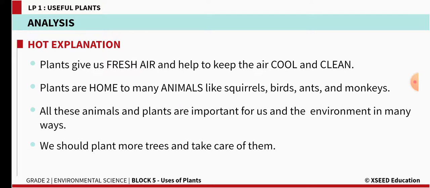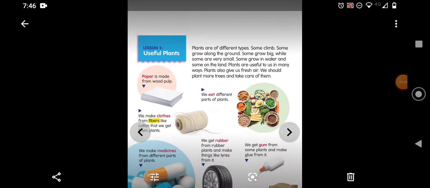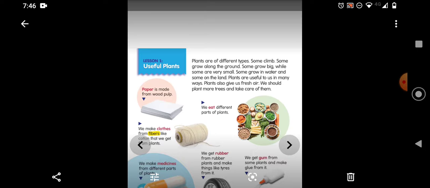Now, as usual, we will see what is given in our content book, children. Yes, let us take out the content book. See here, children, LP1, useful plants. Plants are of different types. Some climb, some grow along the ground, some grow big, while some are very small. Some grow even in water and some on the land. Plants are very useful to us in many ways. Plants also give us fresh air. We should plant more trees and take care of them. That's what we are discussing, no children? We see plants everywhere. They are a very, very important part of the environment.